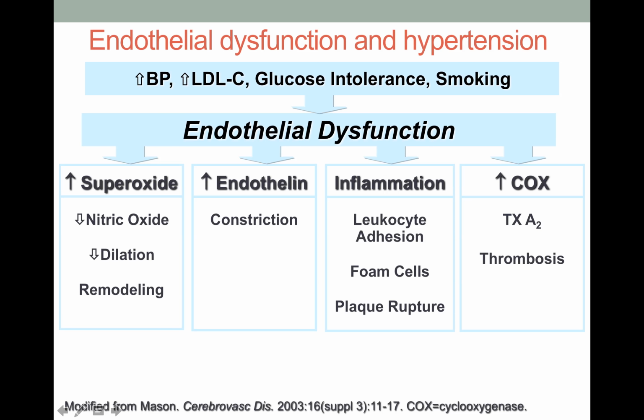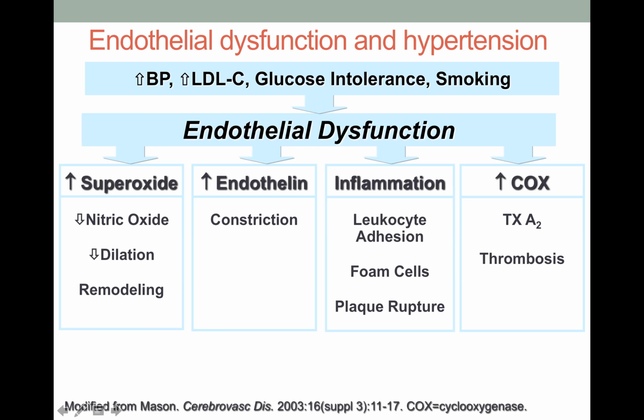Another molecule of strong interest is endothelin. So if you have increased endothelin, you have increased constriction. Okay, so now we have two different mechanisms that are leading to increased total peripheral resistance, really changing the diameter, making it smaller. So with increased superoxide, we have decreased dilation, and with increased endothelin, we have constriction. So all in all, we have a smaller diameter of the arterial wall due to both of these mechanisms.